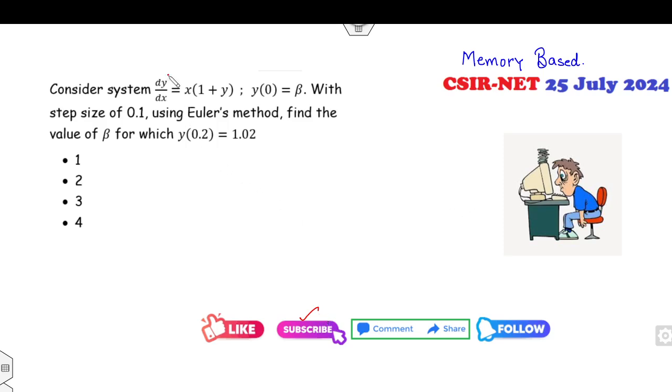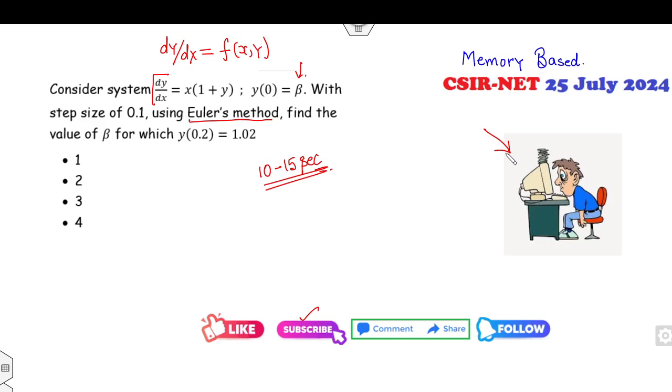Now, look at the next question. This is a system of the differential equation, that is dy over dx, which is given to you as f of x comma y. Then, by using the Euler method, you have to find the value of beta so that y of 0.2 is given to you. Again, can you solve this question in a 10 to 15 second time period? Definitely you can, if you are in the examination.